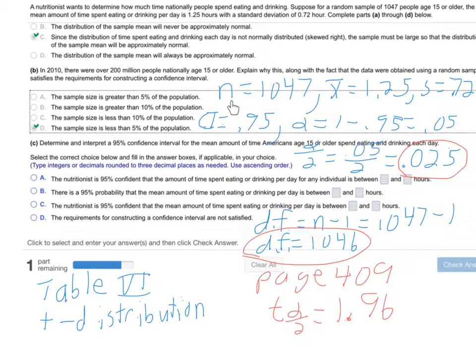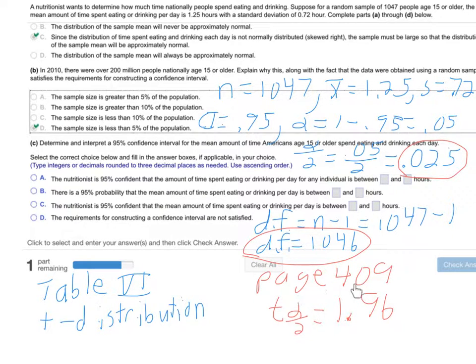So n, the sample, was 1,047 people. The sample mean is 1.25 hours, and the sample standard deviation is 0.72. The confidence level is 95%, so alpha will be 1 minus 0.95, or 0.05. Alpha over 2 will be 0.025. The number of degrees of freedom is always n minus 1, so 1,047 minus 1, so the degrees of freedom will be 1,046.